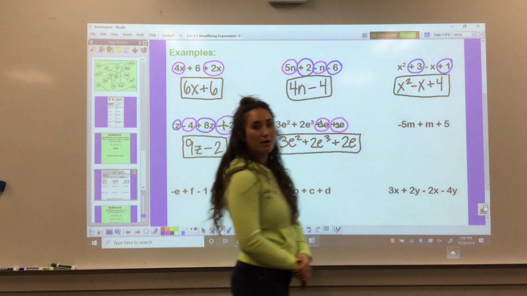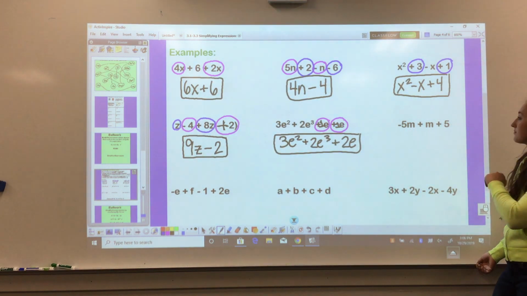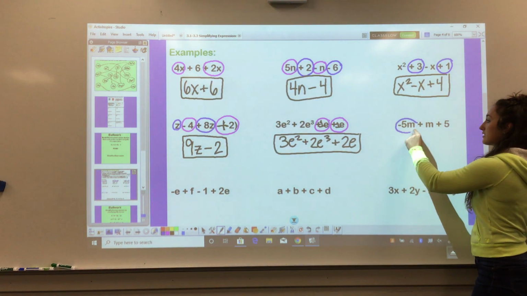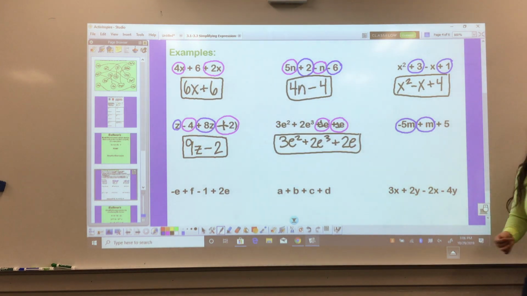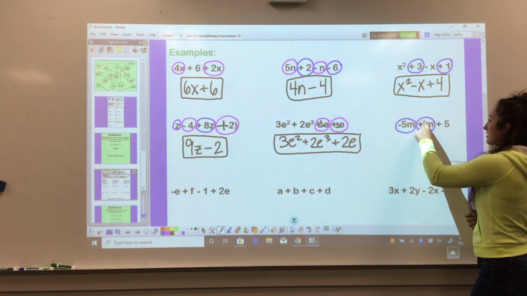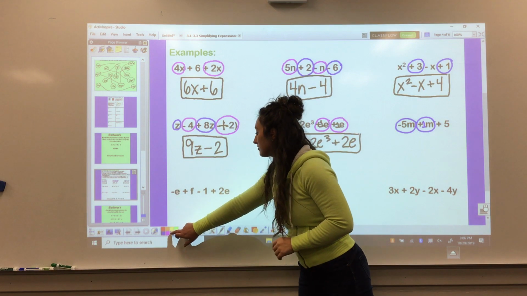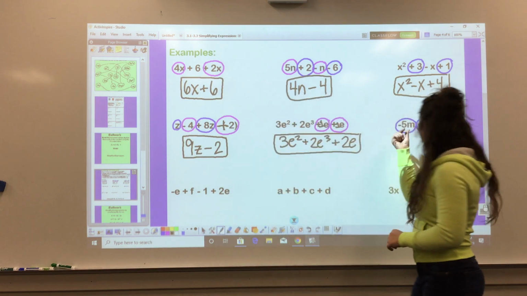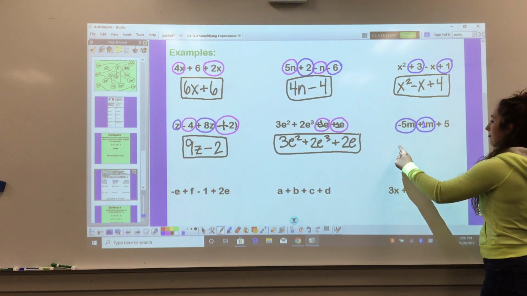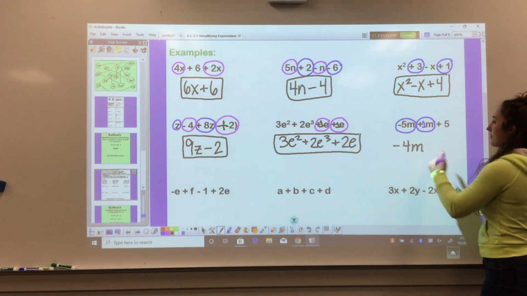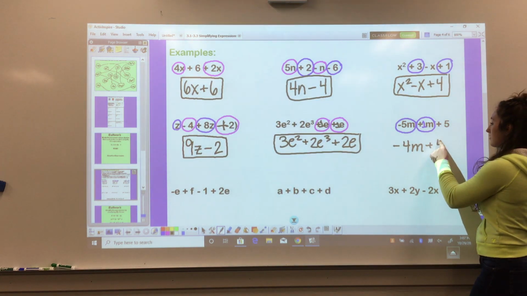All right, next one, we have negative 5m plus m plus 5. The m's are obviously like terms, so negative 5m and plus 1m is what this really is, remember? So let's combine those. Negative 5 plus 1 is negative 4m. And then the plus 5 is on its own. You can just copy that down.